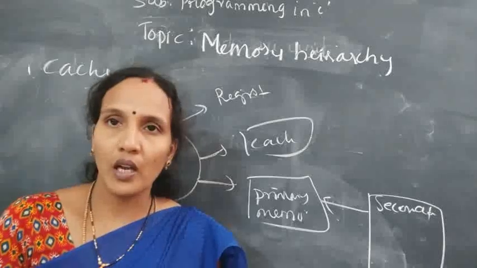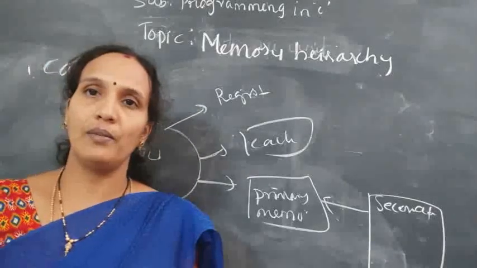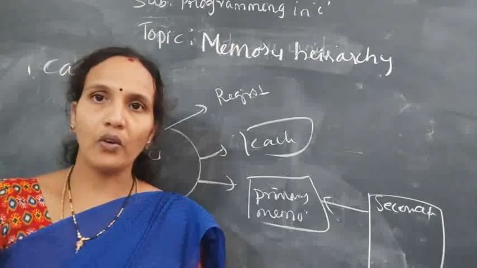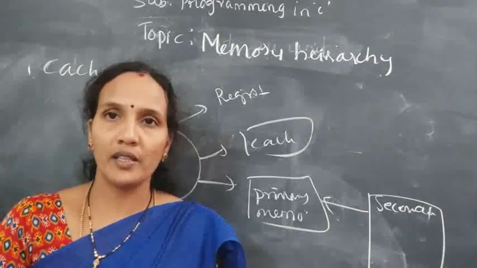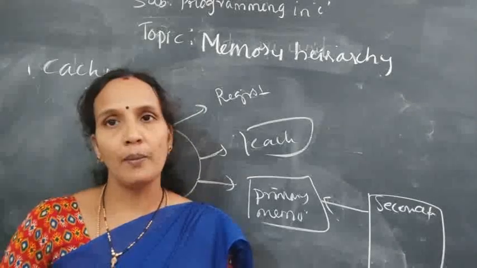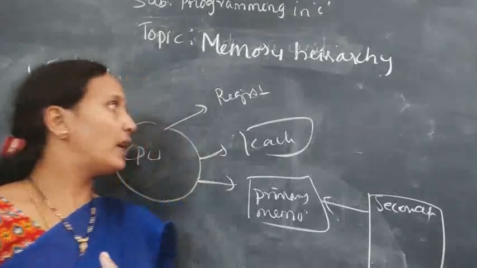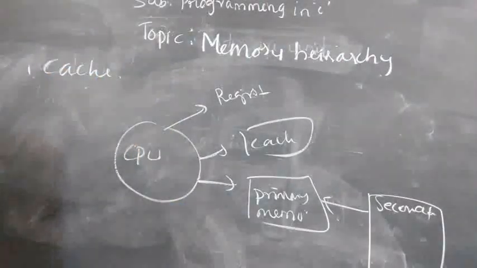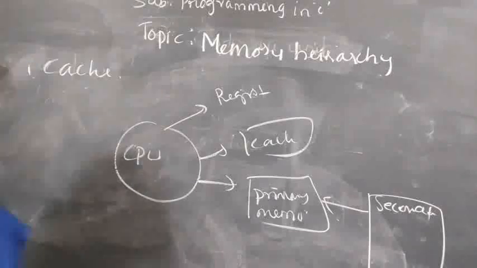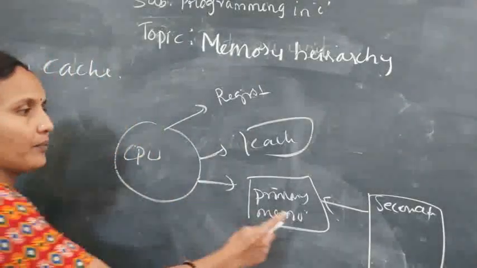Understood? Now come to the advantages. It is the fastest memory access device. Okay, and come to the disadvantages. It is expensive and it is small compared to the primary memory and secondary memory. Clear? Understood? And why we are using this is in order to increase the throughput of the CPU only. Now come to the primary memory.